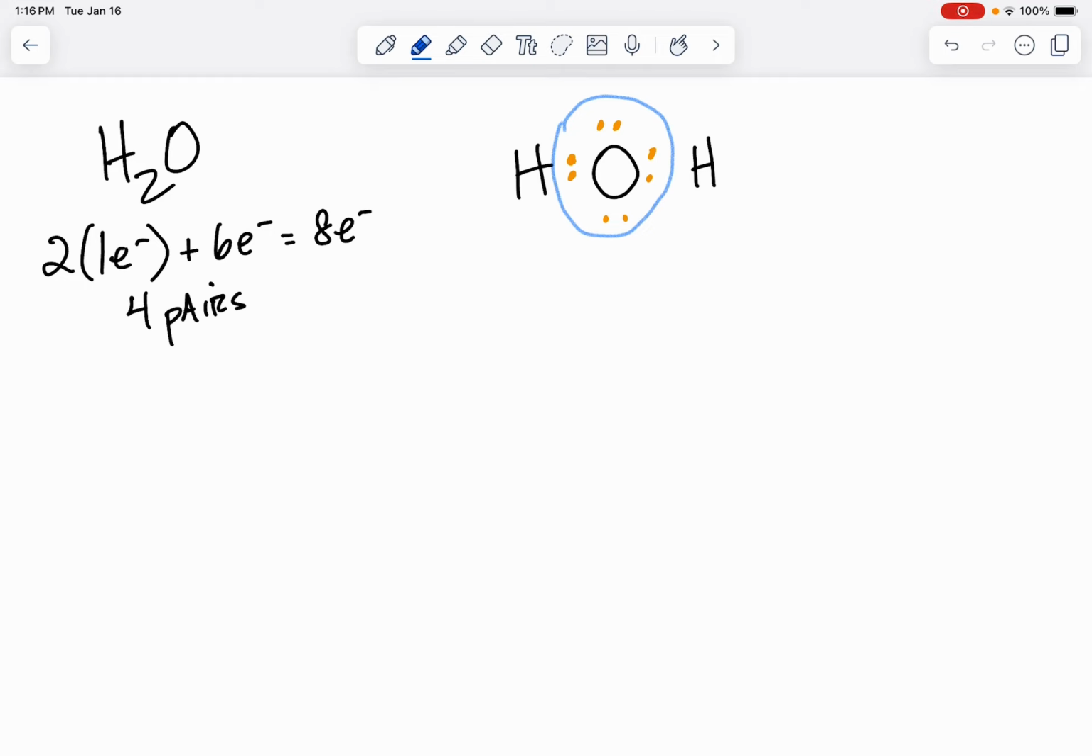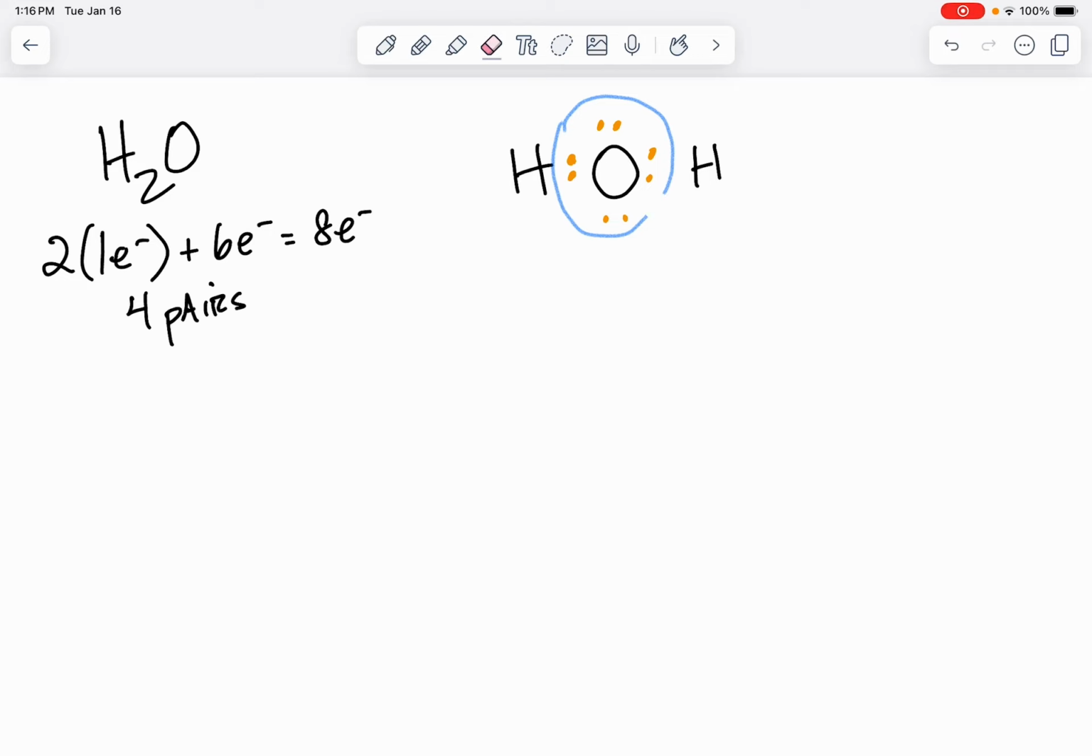Now, you'll notice we don't have an octet around hydrogen, but hydrogen is one of our exceptions. One way to think about it for hydrogen is that it's just too small of an atom to fit 8 electrons around it. There'd be too much repulsion. So we don't have octets around hydrogen, but that is actually okay. So that would be our sort of Lewis dot structure.